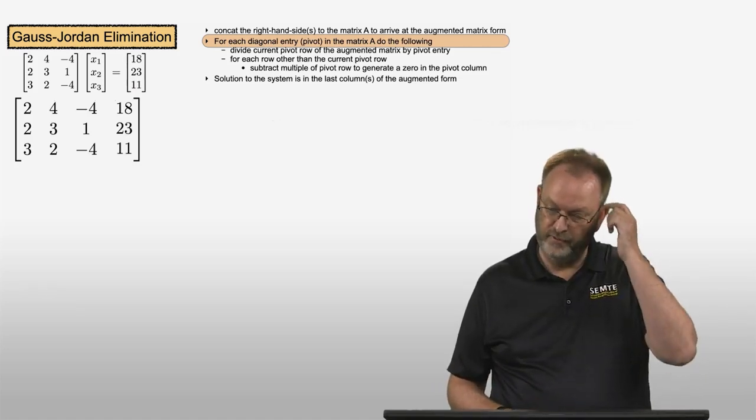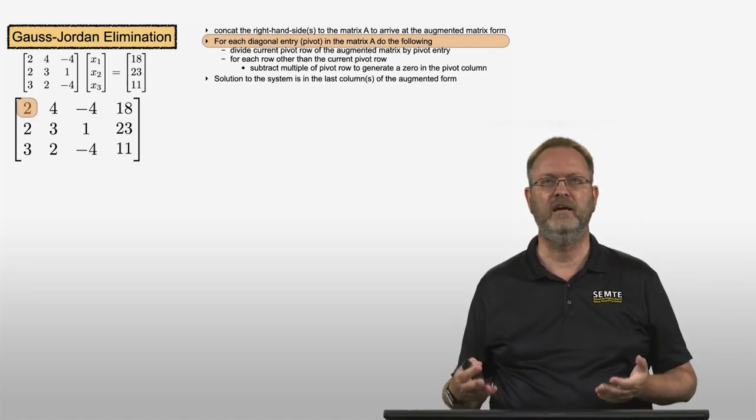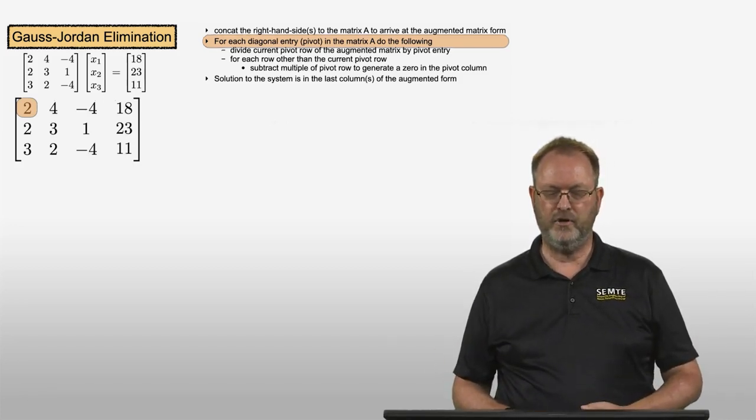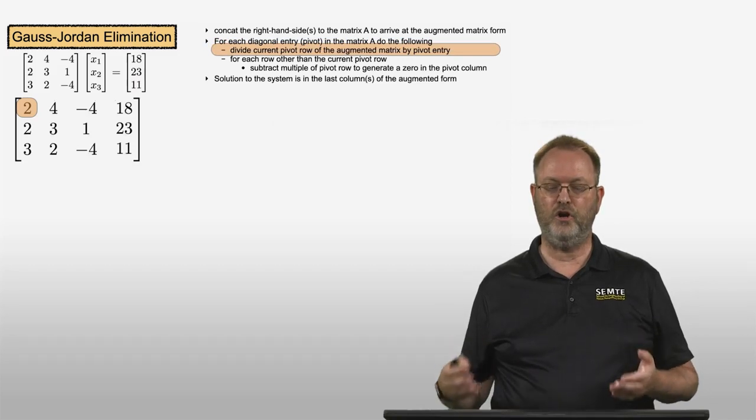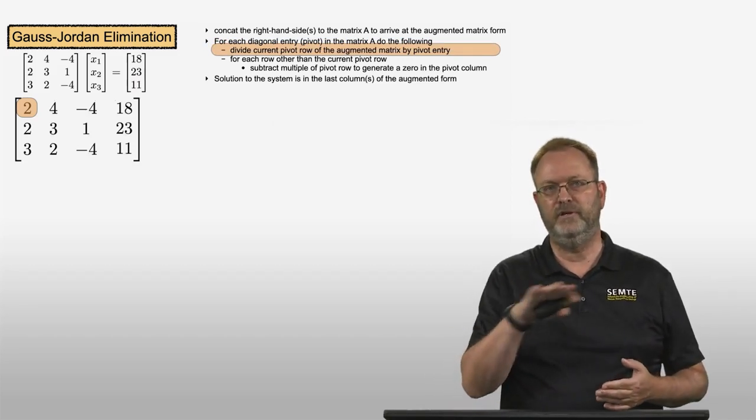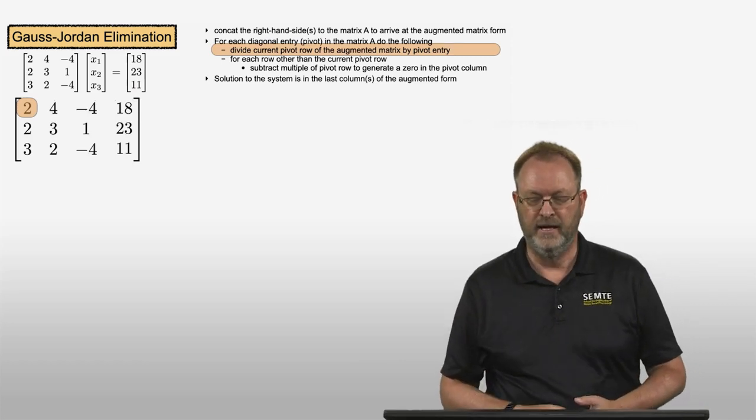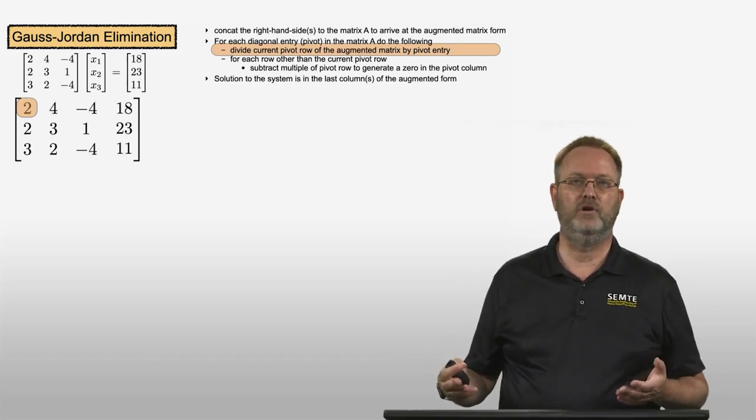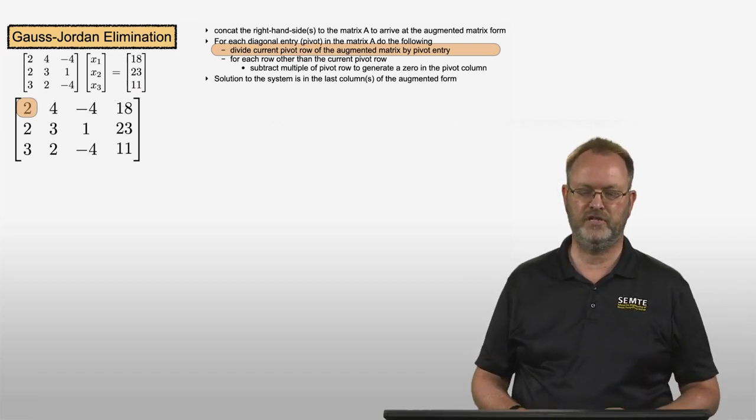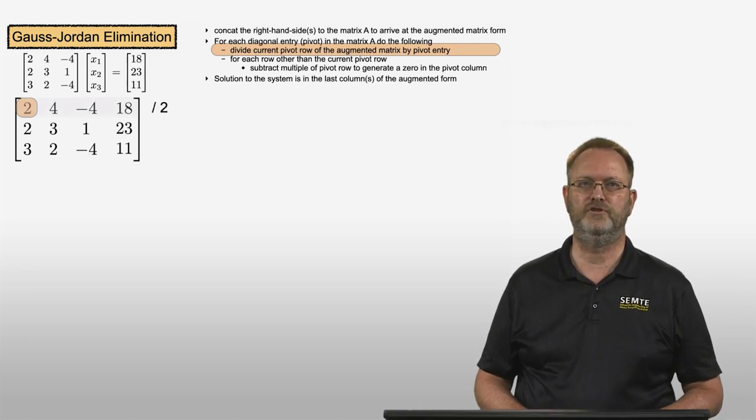Okay, so next up is for each diagonal entry, which we call pivots, in the matrix A, we're going to do the following steps. Okay, so here is my first diagonal entry, which is the number 2. I'm going to divide the current pivot row, and I'm working at the first pivot, so my current pivot row is row number 1. I'm going to divide this entire row by the value in the pivot position. So I'm just going to divide this entire row by the number 2.